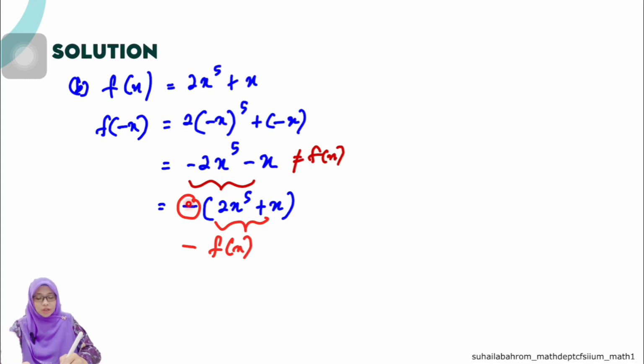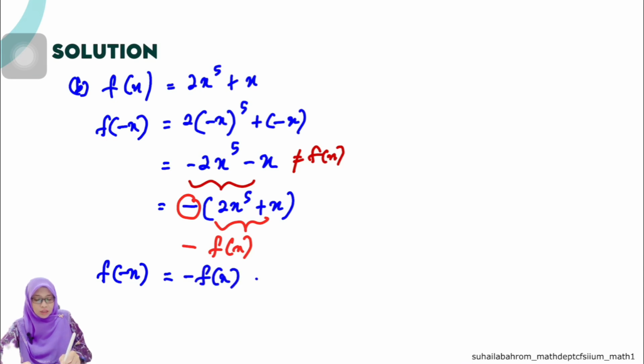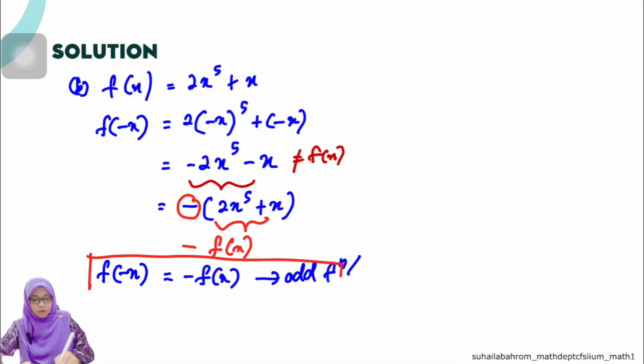But in this case, when you factor out the negative, you can see that it is equivalent to the negative of f(x). So as I mentioned just now, you have to write down this statement: f of negative x is equivalent to negative f(x), therefore the function is an odd function. So it is compulsory for you to write down this statement.